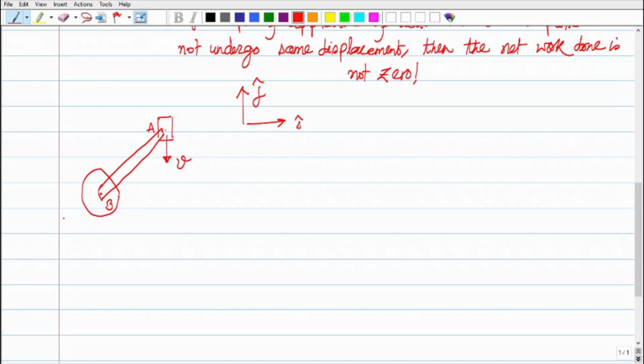Now, since point B on the link and the center of the disk are pinned together, both will have same velocity, but the center of the disk can only move horizontally, right? Which would be in this direction, let's say, that's VB. So point B of the link will also move horizontally only, correct?